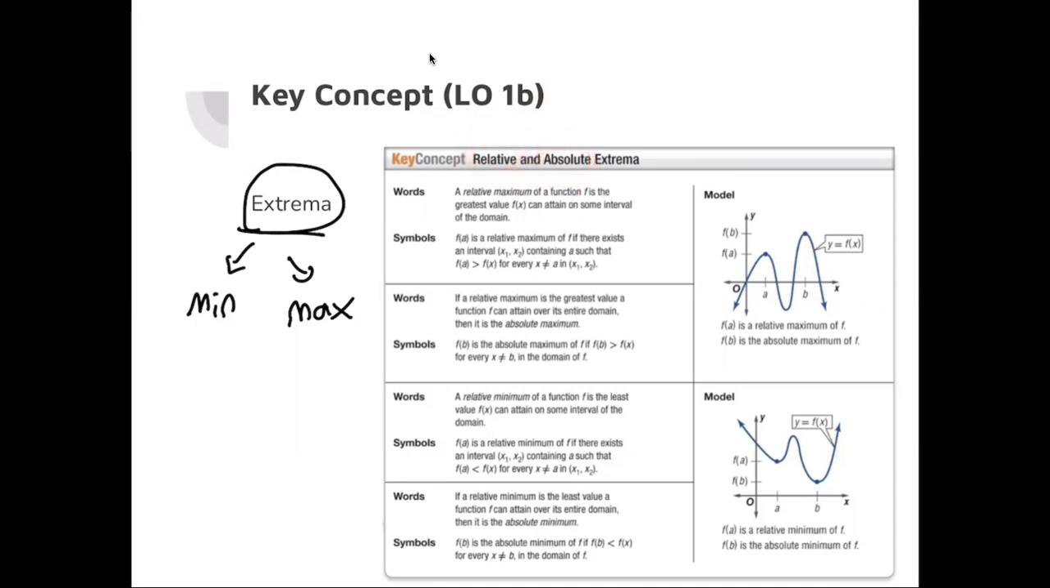The AP course framework also uses a term called local for relative and global for absolute. So just think they're interchangeable terms. Relative extrema are the same as local extrema. Absolute extrema are the equivalent of global extrema. Okay.